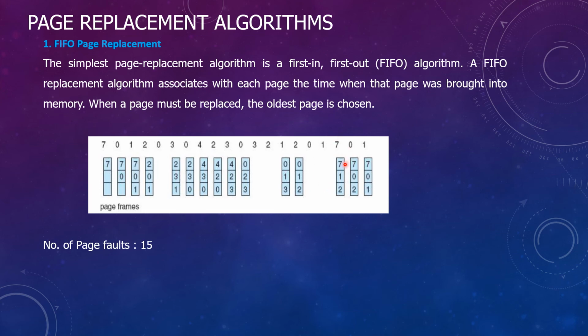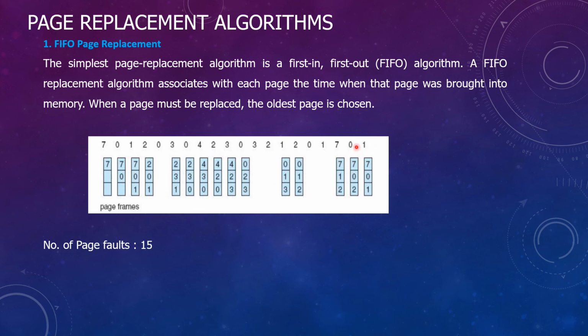The next page we have to load is 7. 7 is not loaded in the memory, so you have to choose one page for replacing. Here 0 is considered to be the oldest page, so 0 has to be replaced with 7. Now we have 7, 1 and 2.